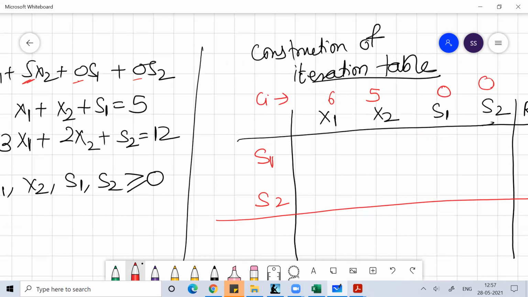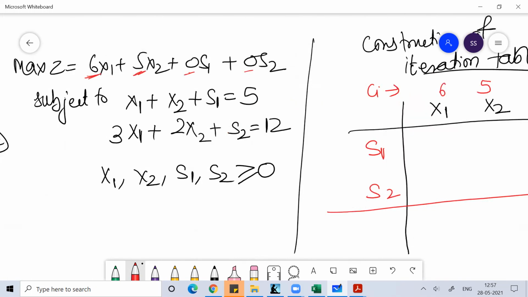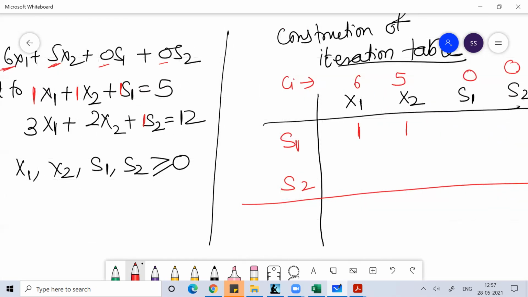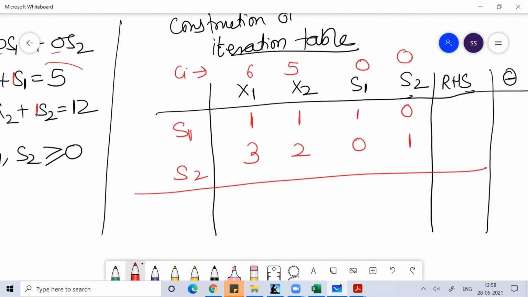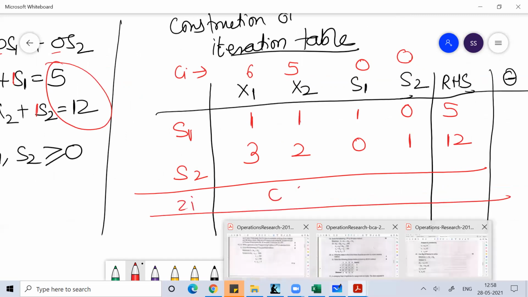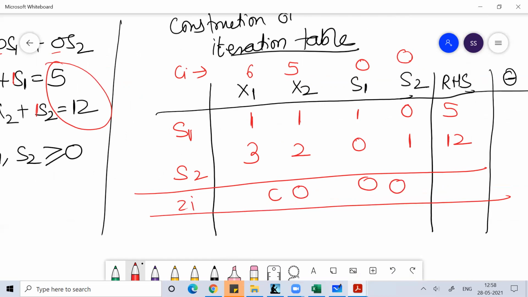Now you can see the coefficients. In the first equation it is 1, 1, 1, and S2 is 0 here. In the second, this is 3, this is 2, this is 0. S1 is 0 here, there's no S1 in the second equation, and 0, 1. Then the RHS would be this value, 5 and 12. So the first ZI, whatever you get, that will be 0 only.